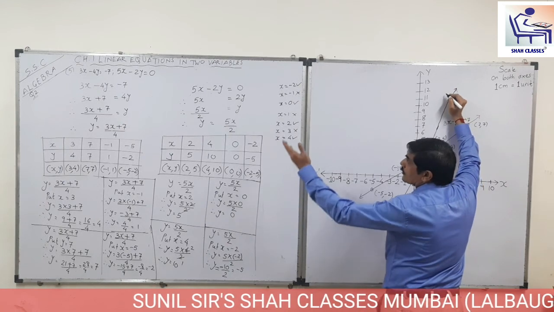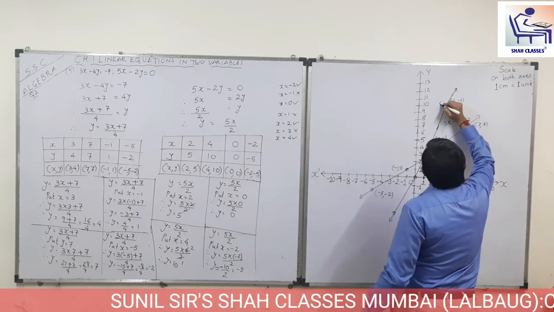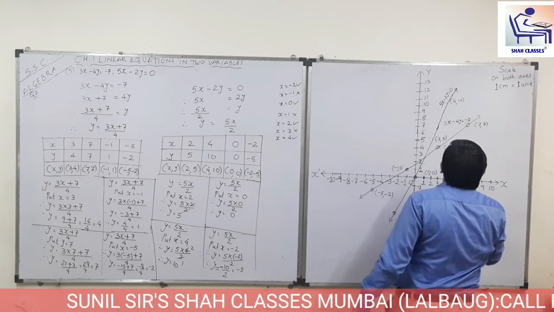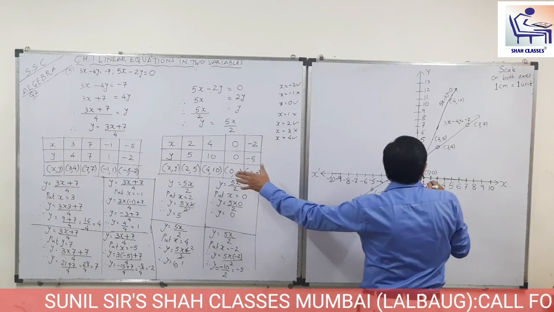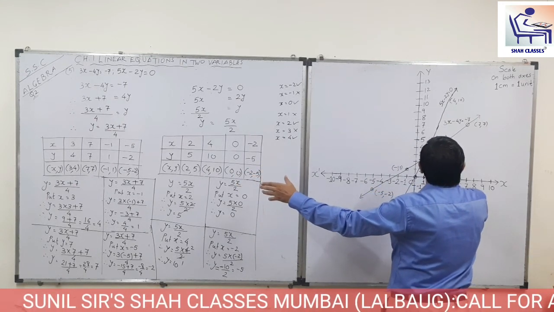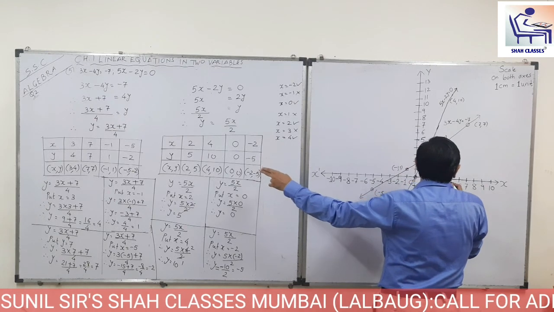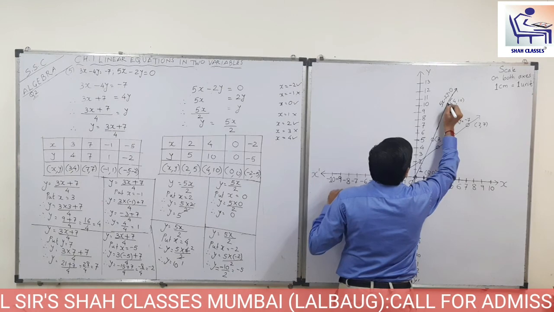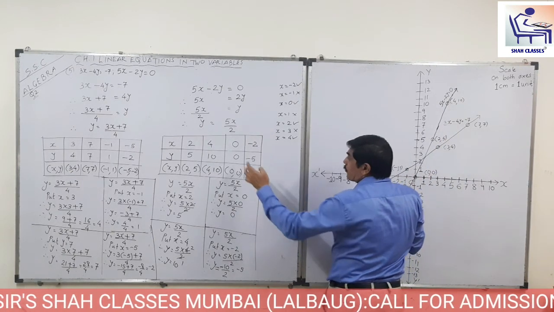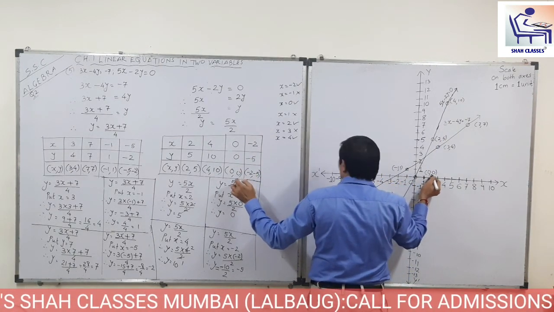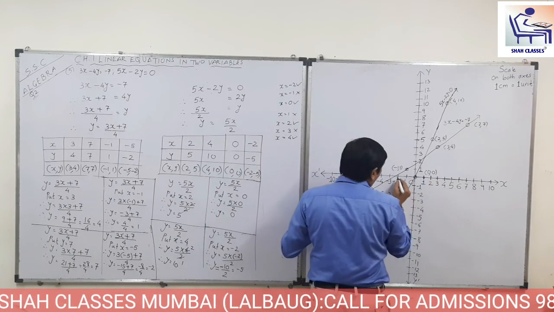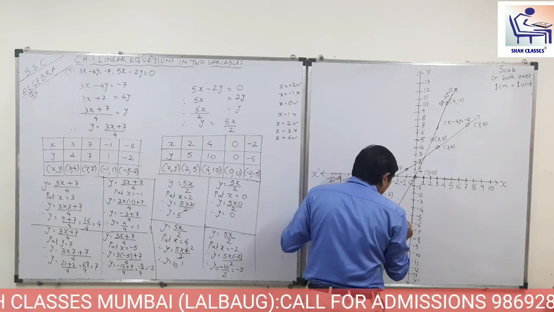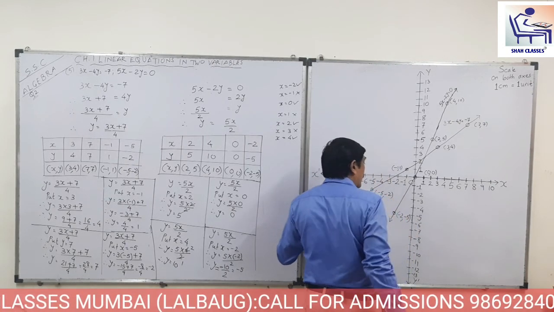We are getting the equation 5x minus 2y is equal to 0. So you got the 4 points. First point is 2, 5. Your second point is 4, 10. So you got this second point. Third point is 0, 0, which is your origin. And fourth point is minus 2, minus 5. So here minus 2, minus 5.